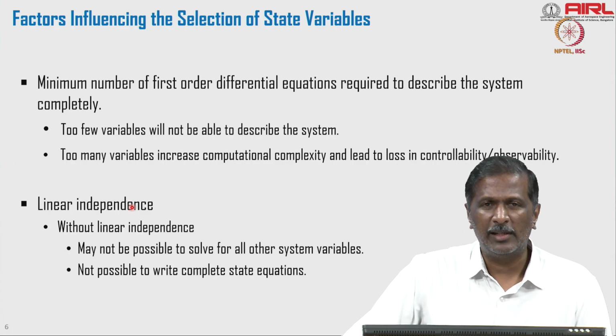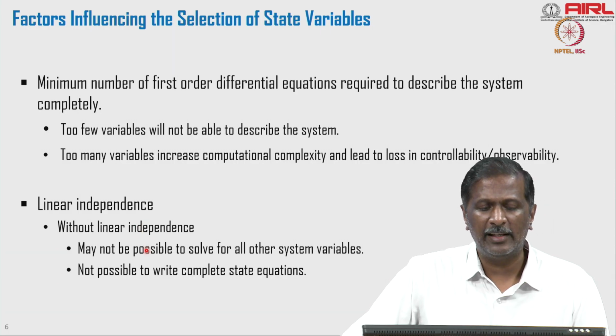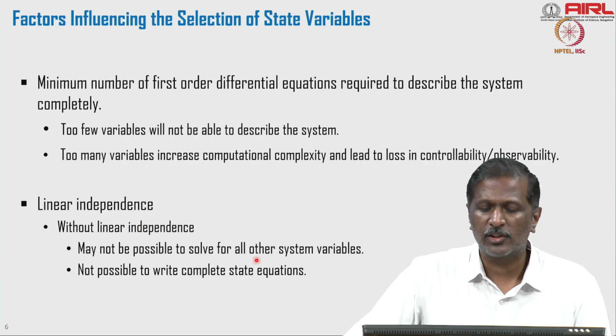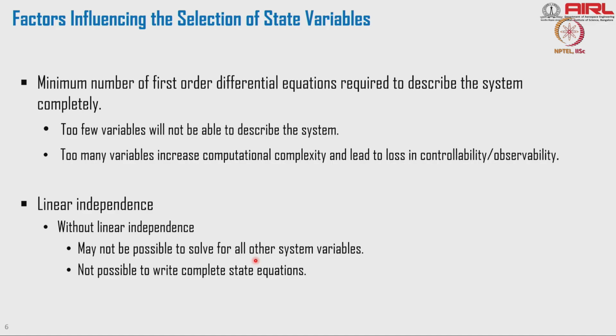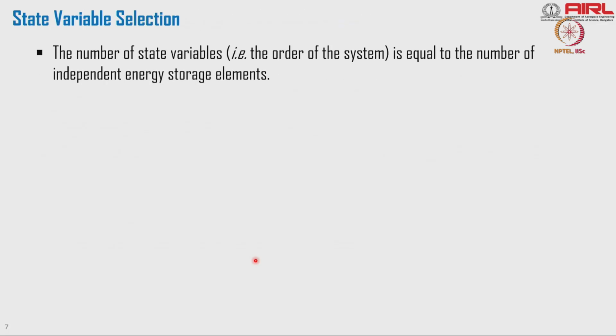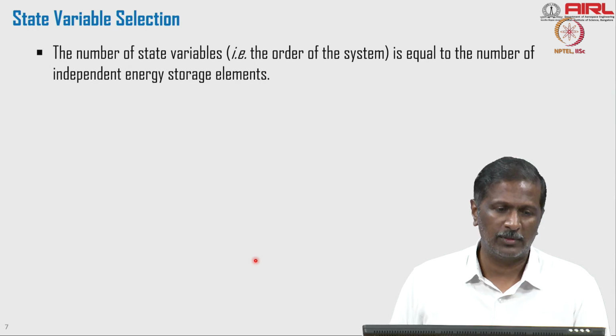The state variables should be linearly independent. Without linear independence, it may not be possible to solve for all other system variables, and not possible to write the complete state equations, right. Now, how do we select these state variables?